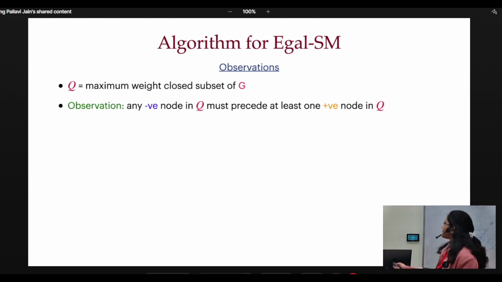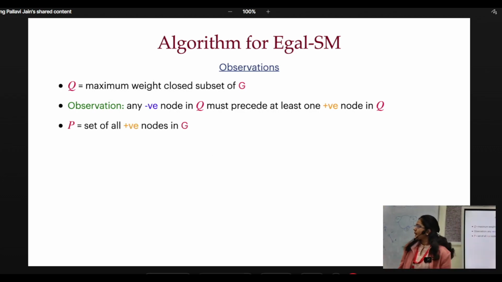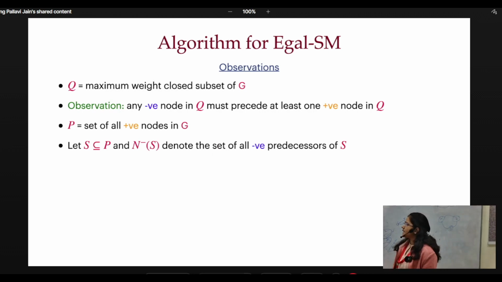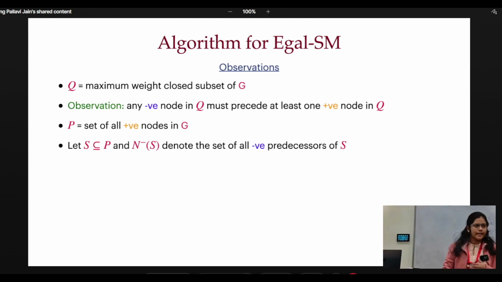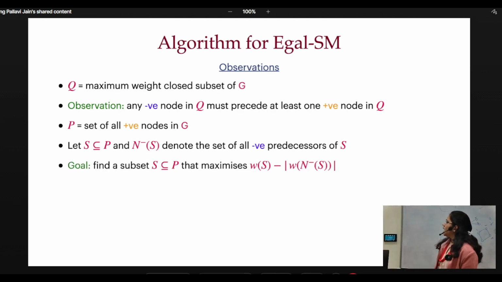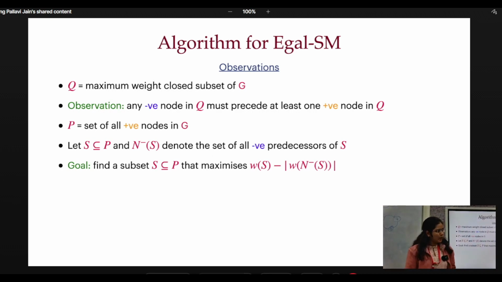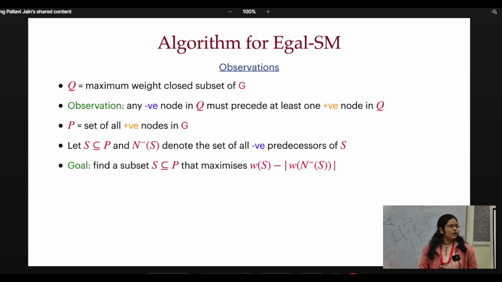Okay. So let us say P is the set of all positive nodes in G, and S is a subset of P, and look at N minus S, meaning its neighborhood intersected with the negative nodes. Now our goal is to find a subset of P, positive nodes, that maximizes the weight of S minus the weight of the negative neighborhood of S.